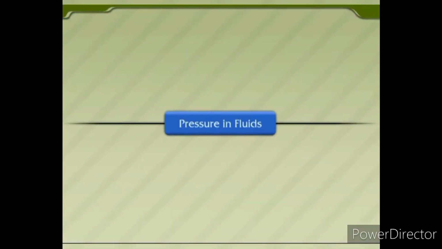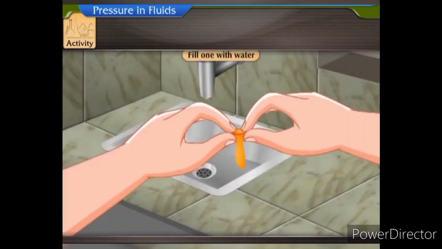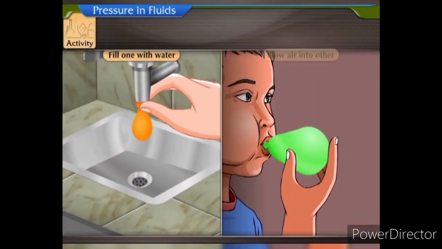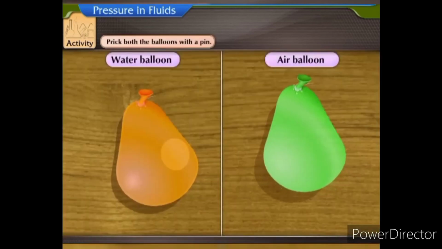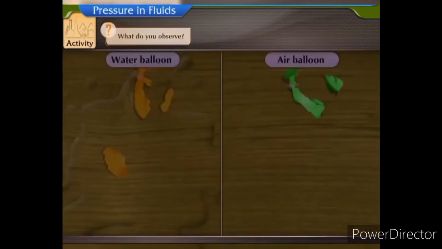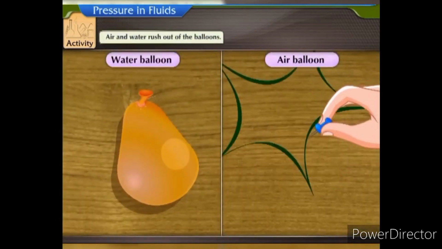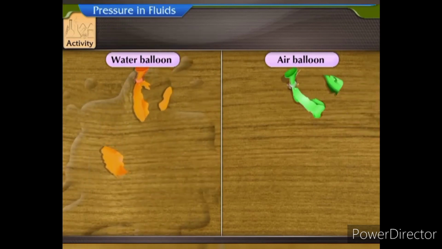Pressure in fluids. Let us do an activity. Let us take 2 rubber balloons. Let us fill one with water and blow air into the other. Let us prick both the balloons with the pin. What do you observe? You observed air and water rushing out of the balloon with speed. The pressure inside them makes this possible.